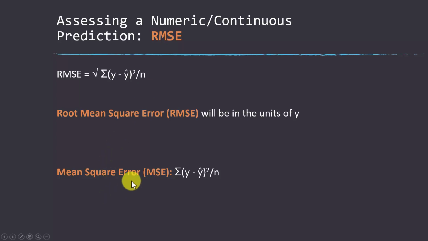Mean square error is basically just RMSE, but without the square root part. So in that case, the units would be the square of whatever the units were, so parts per million squared, for example. Generally, you tend to see RMSE used more often than MSE, partially because the units are more interpretable.